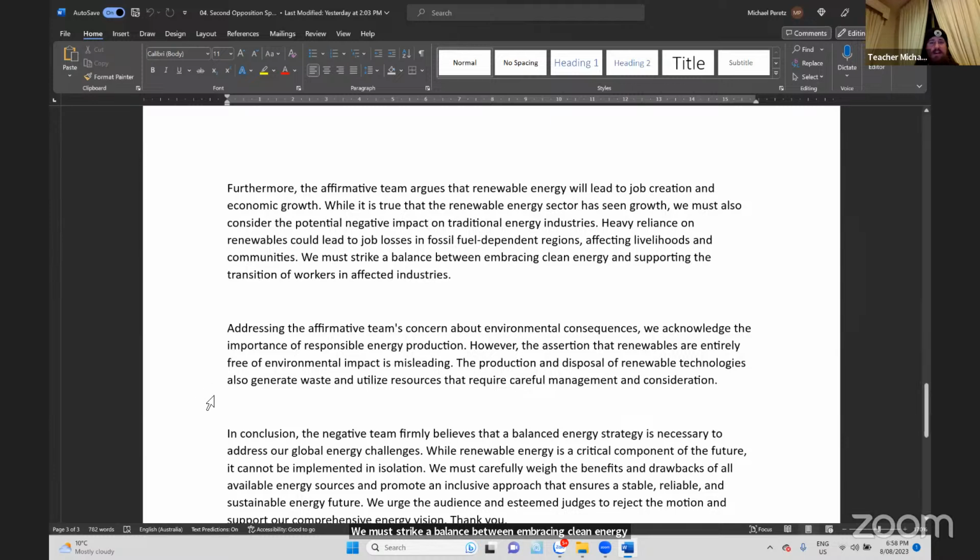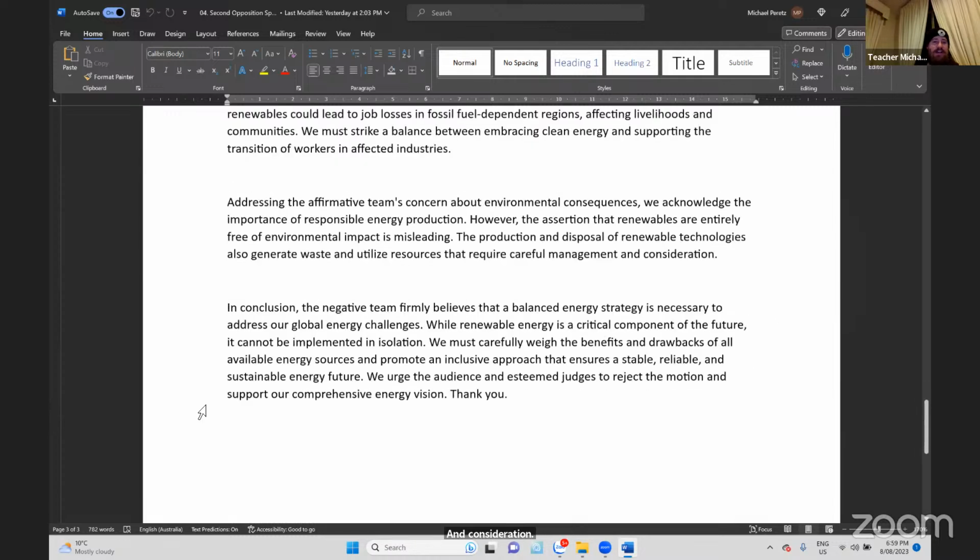Addressing the affirmative team's concern about environmental consequences, we acknowledge the importance of responsible energy production. However, the assertion that renewables are entirely free of environmental impact is misleading. The production and disposal of renewable technologies also generate waste and utilize resources that require careful management and consideration.